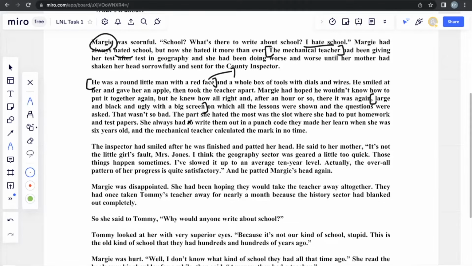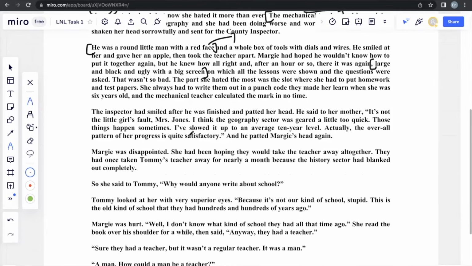The part she hated the most was the slot where she had to put homework and test papers. She always had to write them out in a punch code that they made her learn when she was 6 years old, and the mechanical teacher calculated the mark in no time. The inspector had smiled after he finished and patted her head. He said to her mother, "It's not the little girl's fault, Mrs. Jones. I think the geography sector was geared a little too quick."